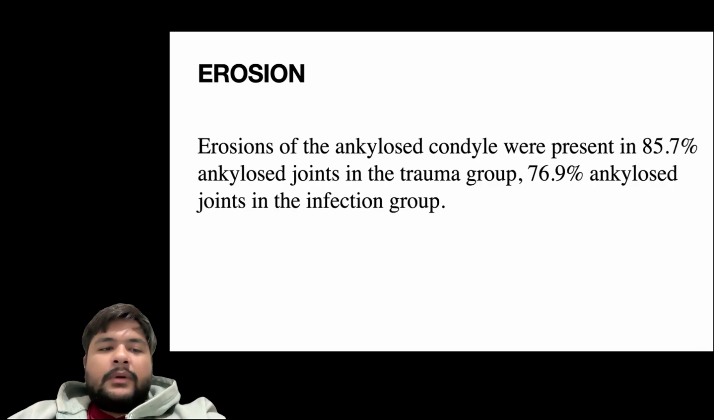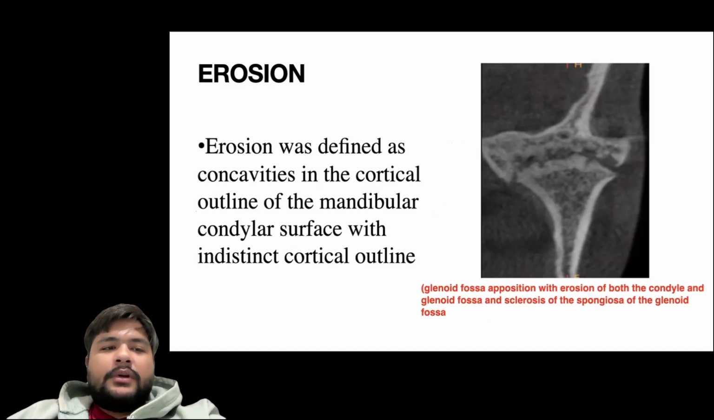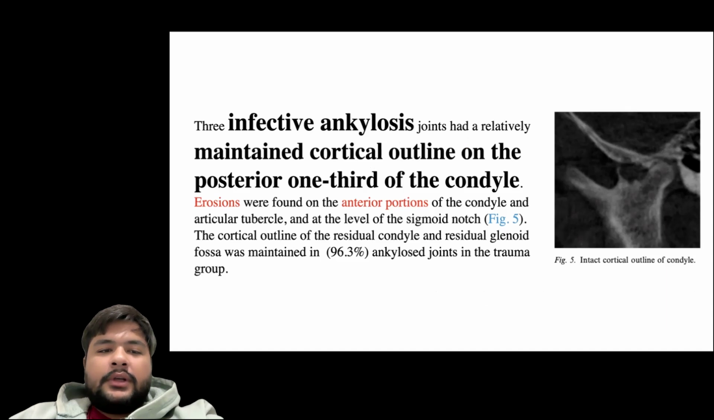So erosion. This is the next parameter. Erosions of the ankylosed condyle were present in 85.7% of the ankylosed joints in the trauma group and 76.9% of ankylosed joints in the infections group. Erosion was defined as concavities in the cortical outline of the mandibular condylar surface with indistinct cortical outline. This image shows the glenoid fossa apposition with the erosion of both the condyle and glenoid fossa and sclerosis of the spongiosa of the glenoid fossa.